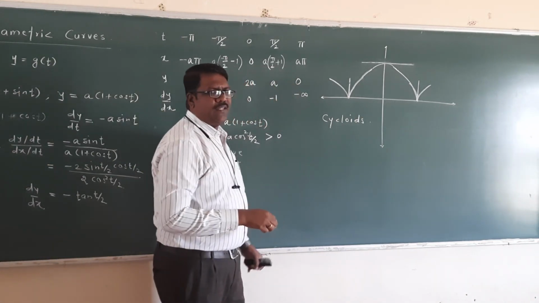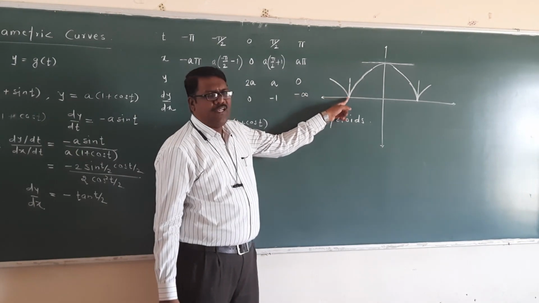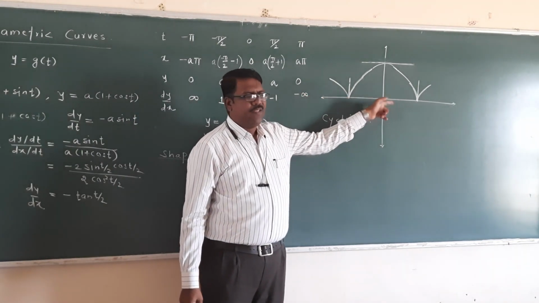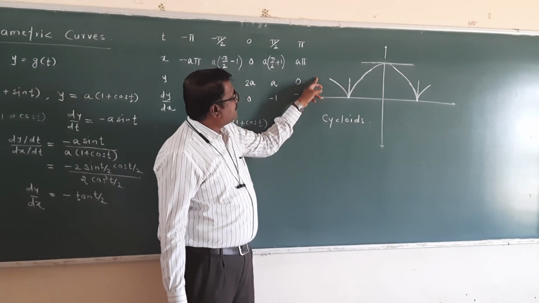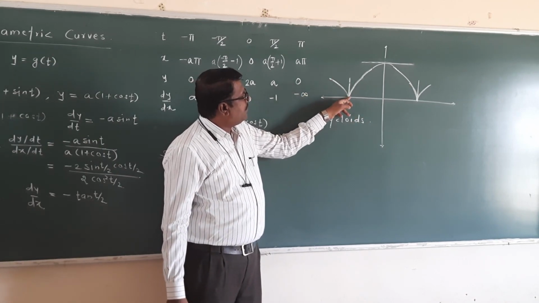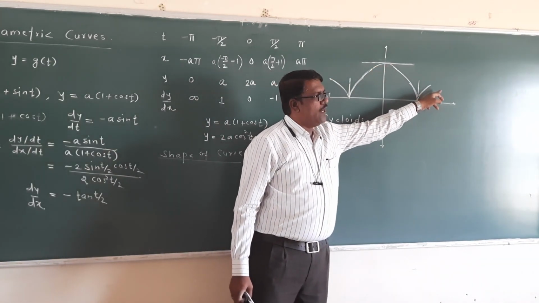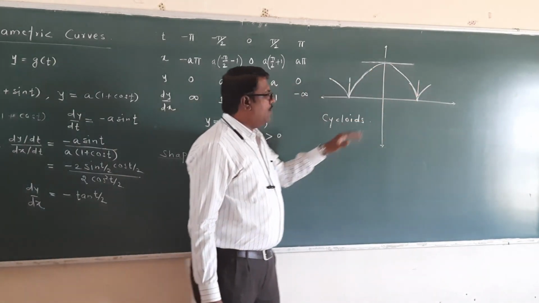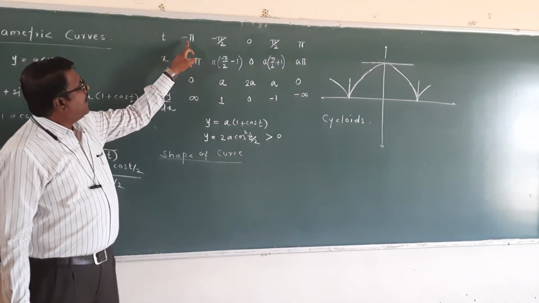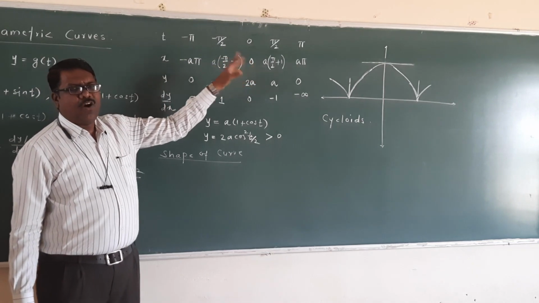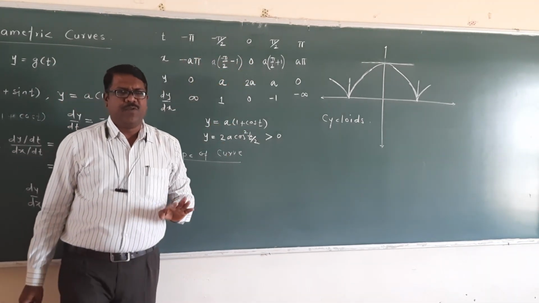What is a cycloid? A cycloid is the path of a point on a circle rolling along a line. When the circle rotates, the point will come here, again it will go up, again it will come here, again it will go up. That's why I told you the range for parameter t can be chosen either minus pi to pi or 0 to 2 pi, at an interval of 2 pi.